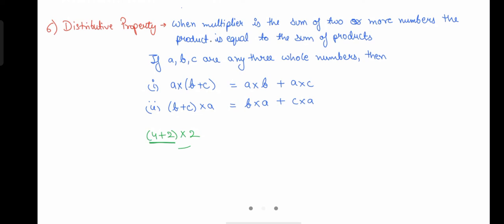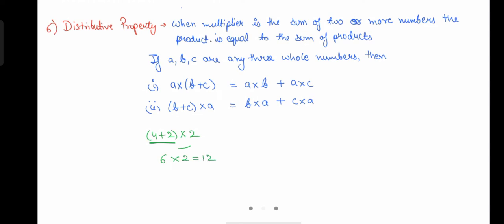You know the BODMAS rule, right? That you have to solve the bracket first, right? That is, you have to add 4 and 2 and then you have to multiply with 2. So you will just add them up, that is 4 plus 2, that will be 6, and you will multiply it with 2 and you'll get the answer as 12. Okay, but what if you do not know a number?